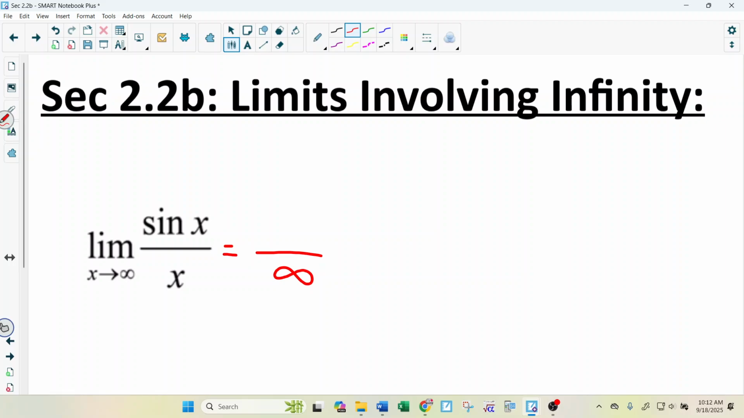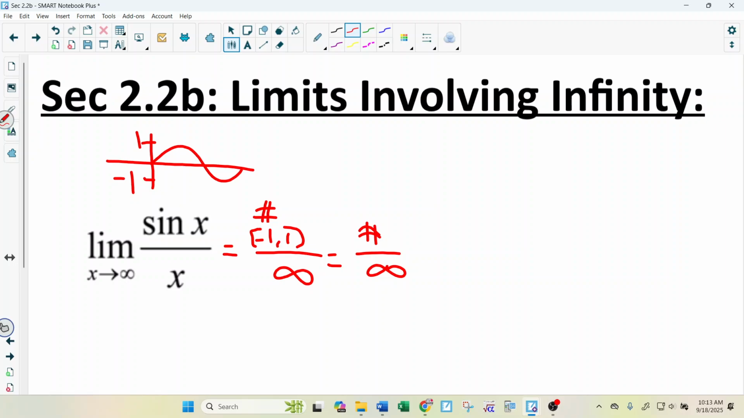Does sine go to infinity? When you think of the graph of sine, it is always between -1 and 1, right? So you think this is some number, and it's between -1 and 1. So what happens when you have some number divided by infinity? What happens when you have a number divided by a really, really big number? Think of the biggest number you can think of, and then square it. Big number, right? So what happens there?